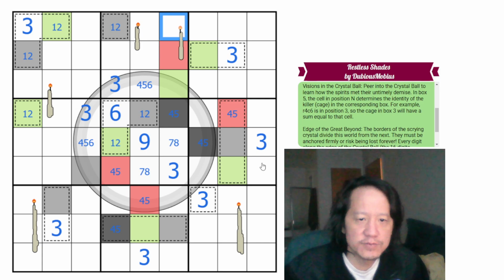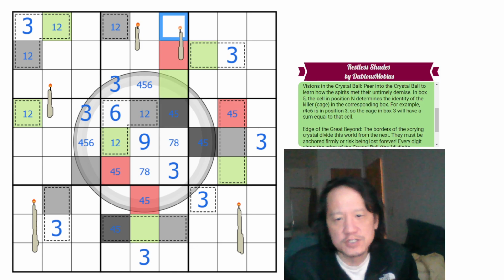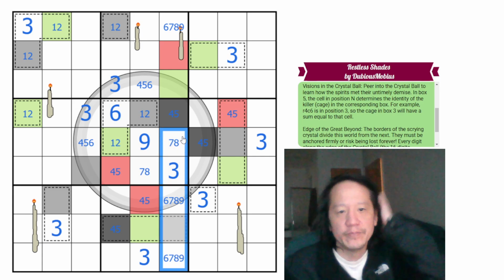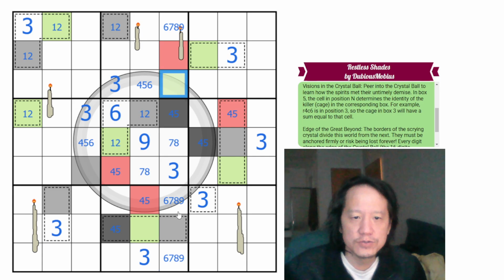We don't know what the last one is, but we have all the digits from 1 through 5 accounted for, so the rest of the digits must be 6 through 9. So this is 6 through 9, this is 6 through 9, and this is 6 through 9 on the column, right? We have both 1, 2s. This is a 3, and we have both 4, 5s. So the rest are 6, 7, 8, 9.